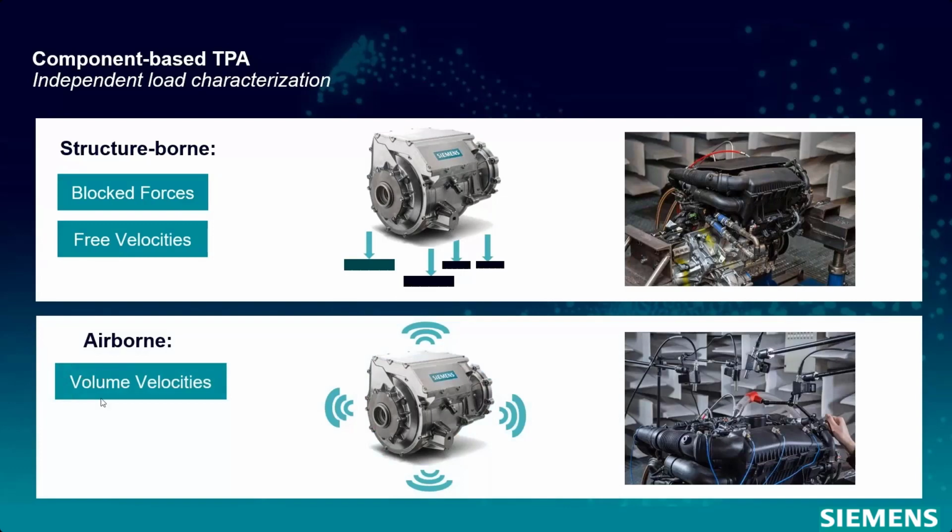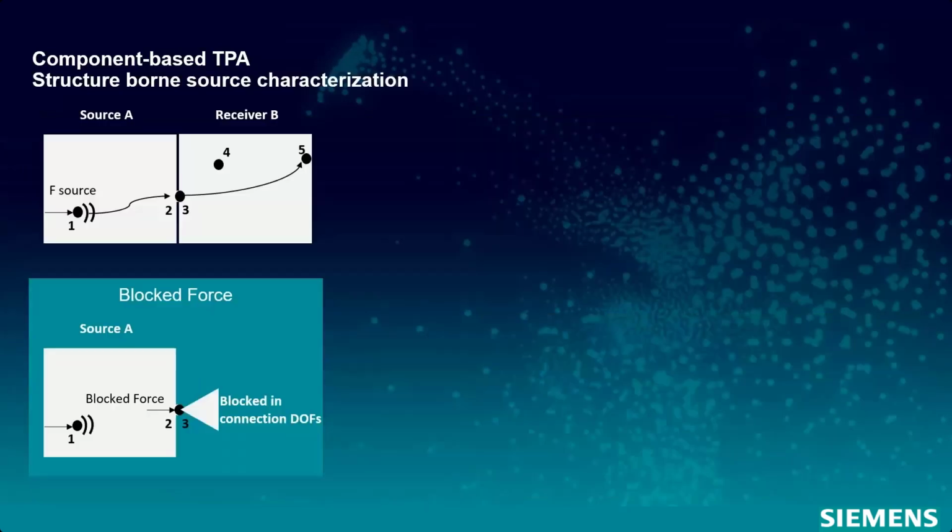And for airborne, we typically assume the Coulomb velocities can be used. Today I will focus mainly on the more complex part, which is the structure-borne, where we have to look at these blocked forces and free velocities. How does it work? What are these blocked forces?